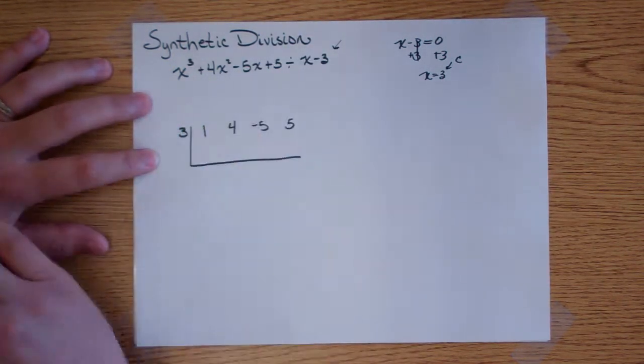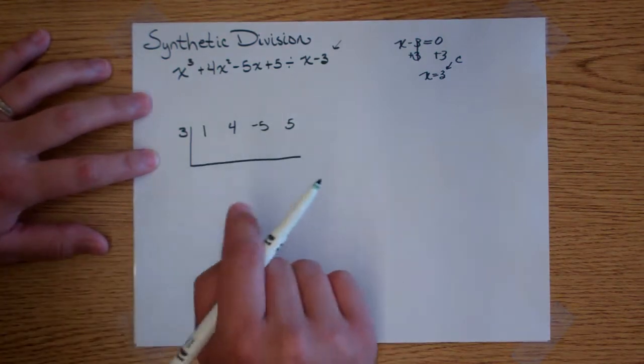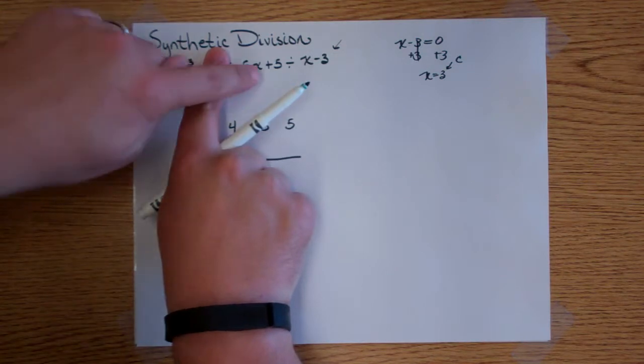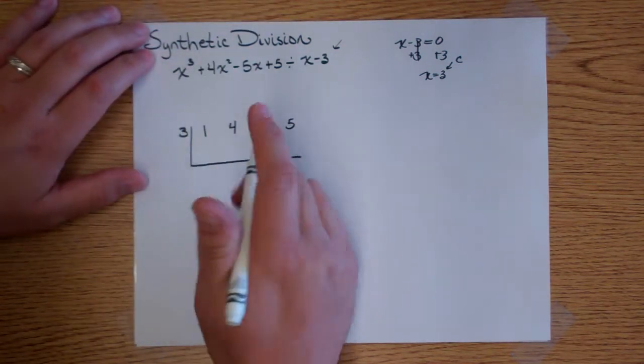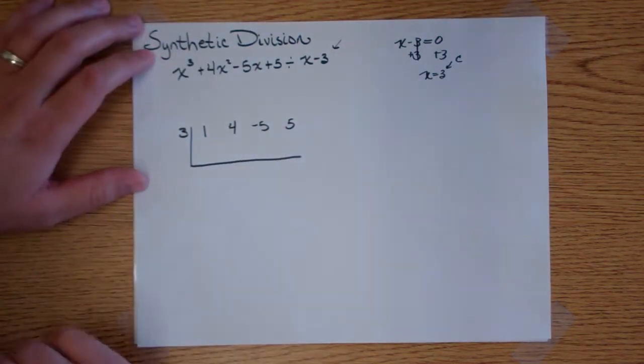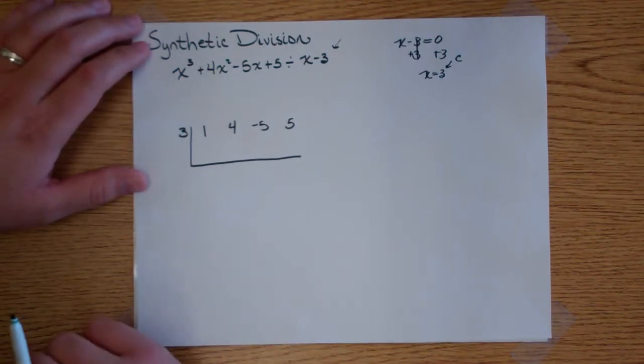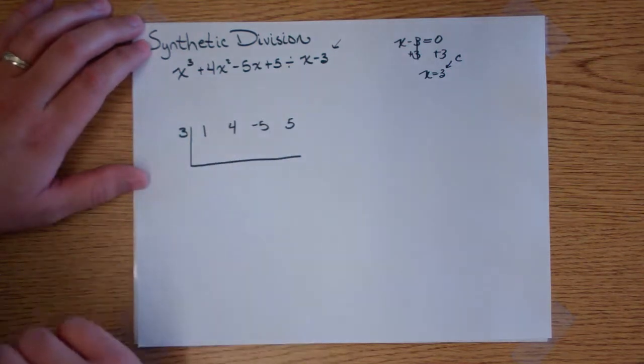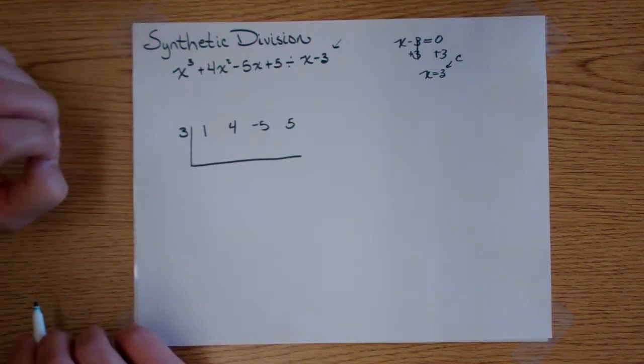Now, if any of these had left out an exponent, you'd have to put a 0 in its place. For example, if this was just x cubed minus 5x plus 5, instead of a 4, we would have had to put a 0, because you have to put the placeholder in. If it's not there, its coefficient is 0, you have to put in the placeholder, or it's not going to work.